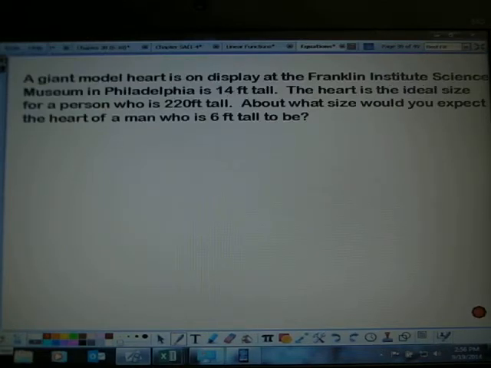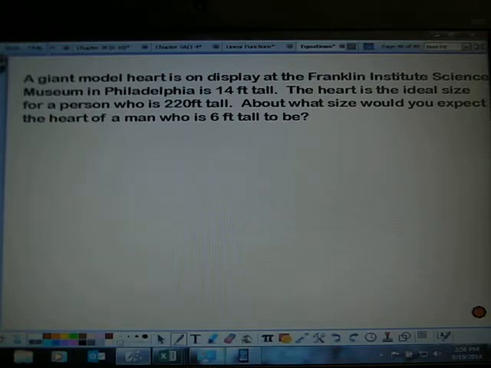A giant model heart is on display at the Franklin Institute Science Museum in Philadelphia, and it's 14 feet tall. So a model of a heart is 14 feet tall. The heart is an ideal size for a person who is 220 feet tall. About what size would you expect the heart of a man who's 6 foot tall to be?